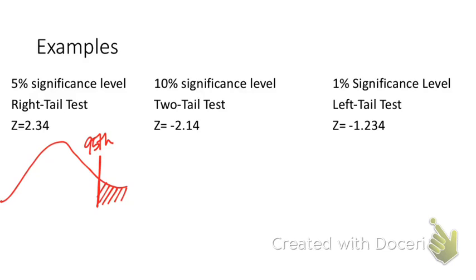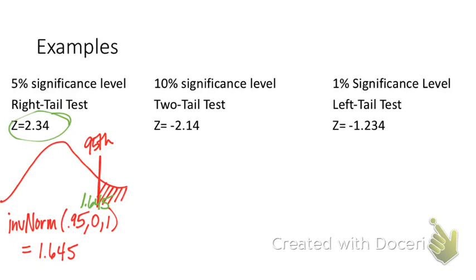So I need to figure out what that is in my calculator. What is the 95th percentile? So I would do inverse norm of 0.95, 0, and 1. Somebody do that really quickly and tell me what you get. 1.645. Okay, so this boundary right here is 1.645.